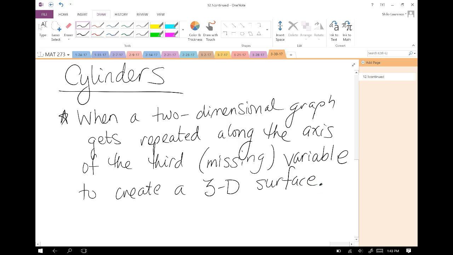So when you first see these equations, they're just going to look like two-dimensional equations. So we have to be told in the instructions that these are three-dimensional surfaces.